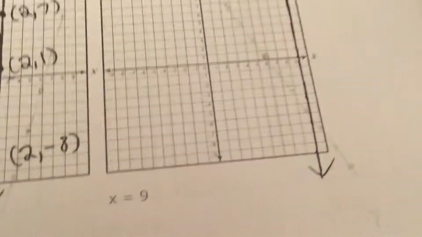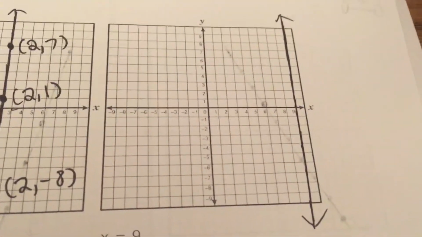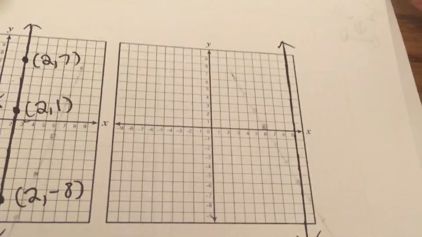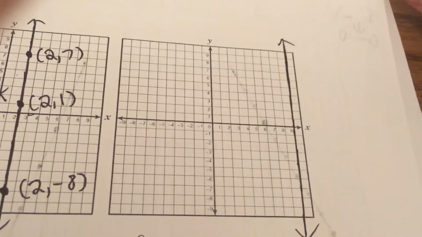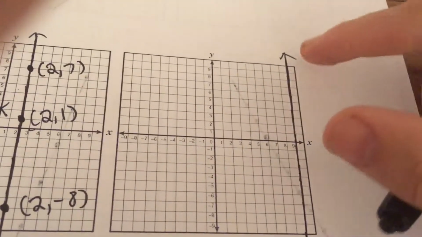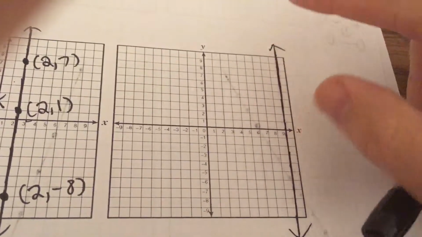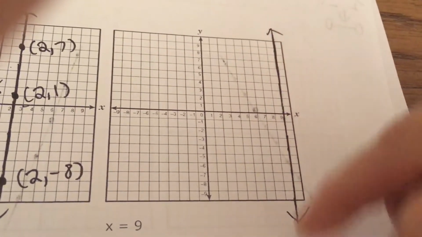It's on the screen. When you want to look at it, it is a vertical line where X equals 9. Y does not equal 9 on this line except for one spot right there, but X equals 9 everywhere along this line.